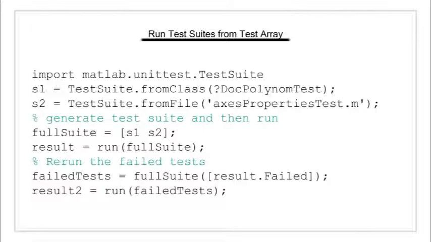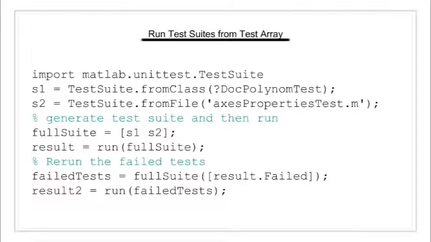The fourth way of running tests is by creating test suites from test arrays. Basically, here you can explicitly create test arrays and use the run method in the test suite class to run them. Here I have created suite S1 from the class-based test polynomial test and suite S2 from the function-based test, that is the access property test. And then I went on to create a full test suite by concatenating them into full suite. Afterwards, I ran the complete suite by calling the run method.